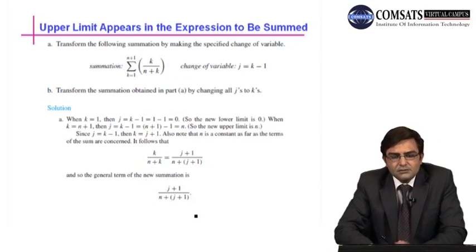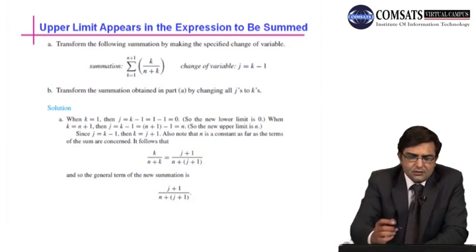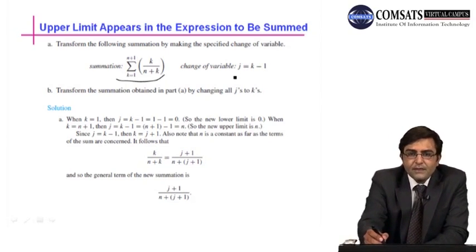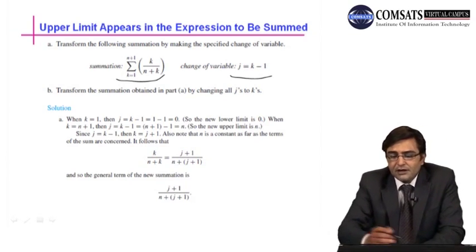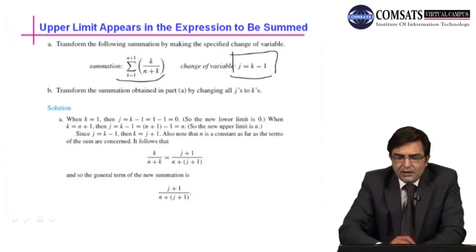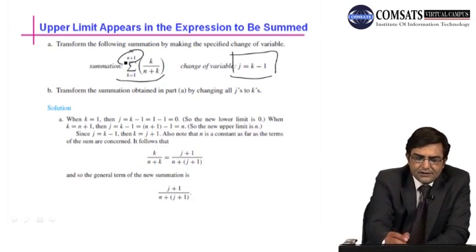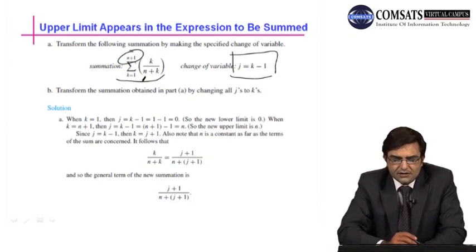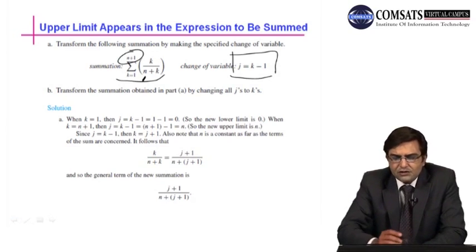Another example of this change of variable is that if we are given such type of summation and we have to make this change of variable in this expression, and here the upper limit is n in the expression. In this case, we follow the same process to change the summation into a new variable.